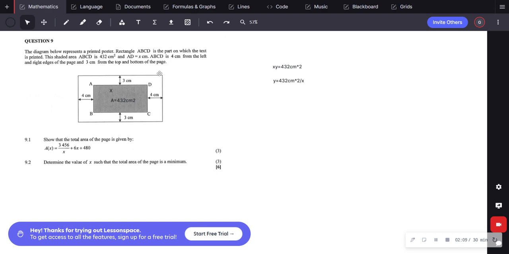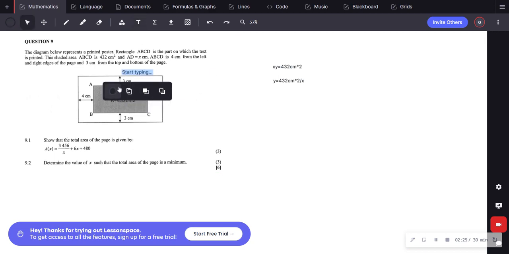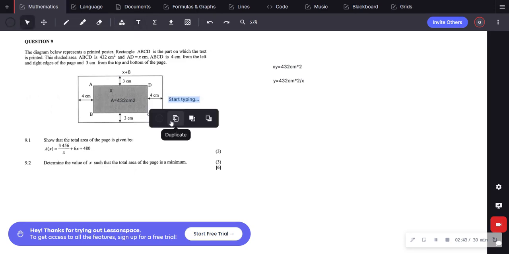Now we write the horizontal and the vertical components of the larger rectangle in terms of the measurements of ABCD. Okay? So we say this would be X plus 8, because AD is X, and then we've got an extra 4 centimeters on the left and an extra 4 centimeters on the right.